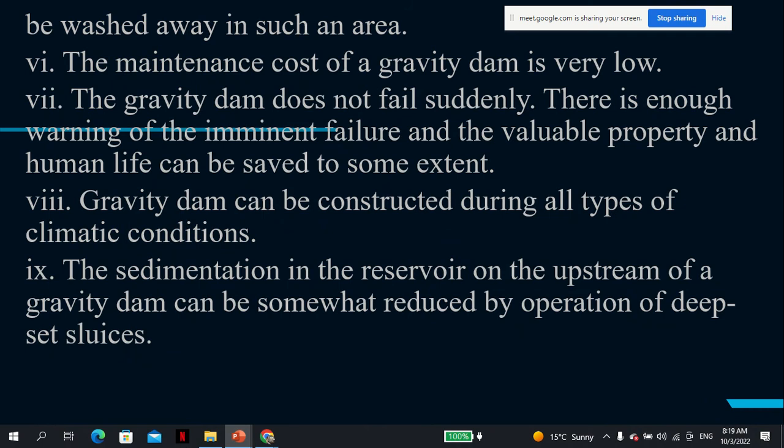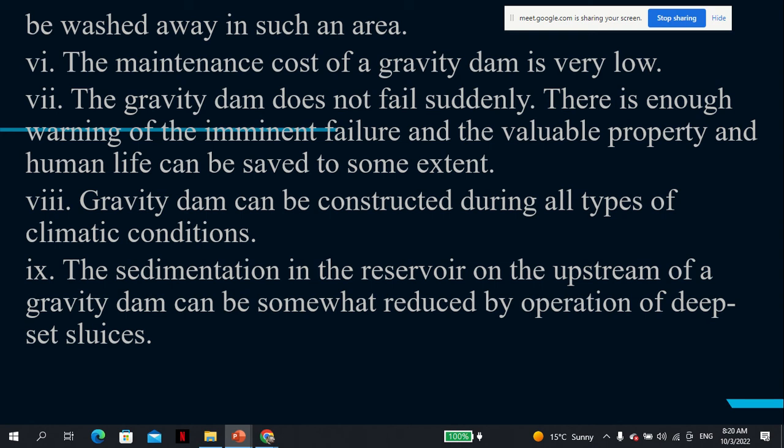Okay, the maintenance cost of a gravity dam is low because it has good strength. The gravity dam does not fail suddenly. That's true. There is enough warning of imminent failure, and the value of property and human life can be saved to some extent. It doesn't just fail. You'll see there will be cracking, there will be enough warning.